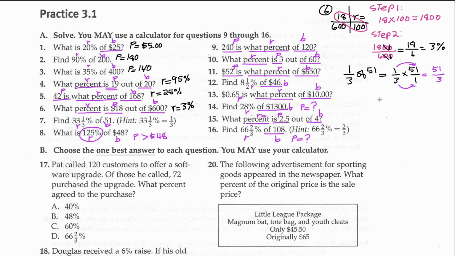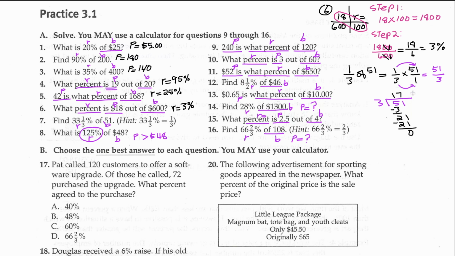Then to finish the problem, I divide 3 into 51. 3 into 5 is 1 time. So that's 3. Subtract, I have 2 left. Bring down the 1. 3 into 21, that's 7 times. So 7 times 3 is 21. Subtract, I have 0 left.